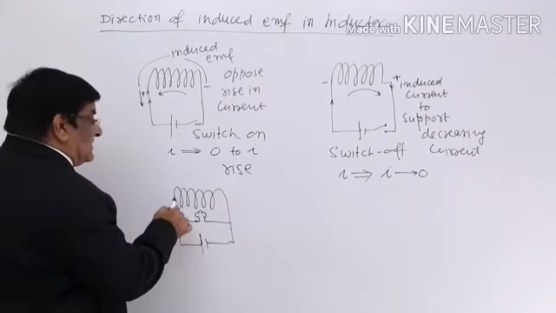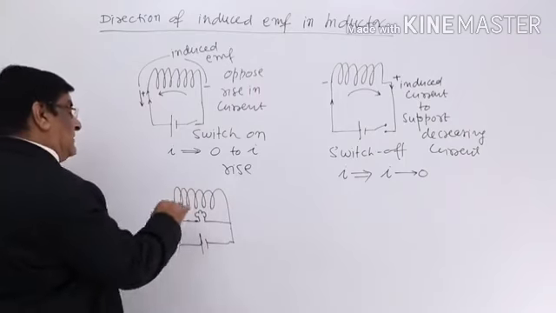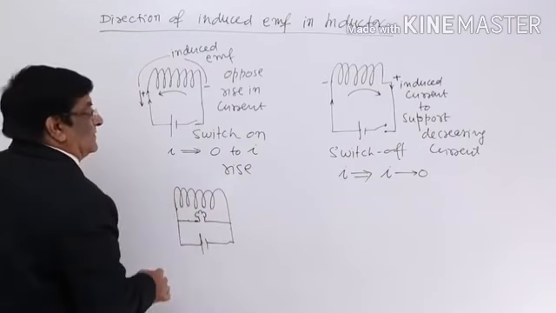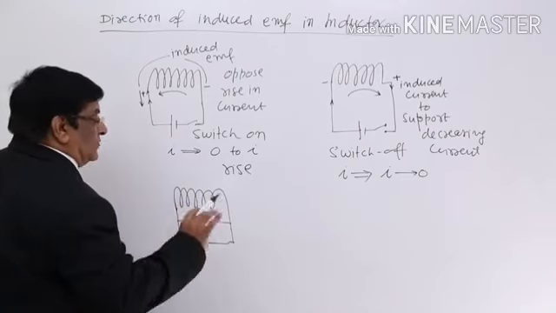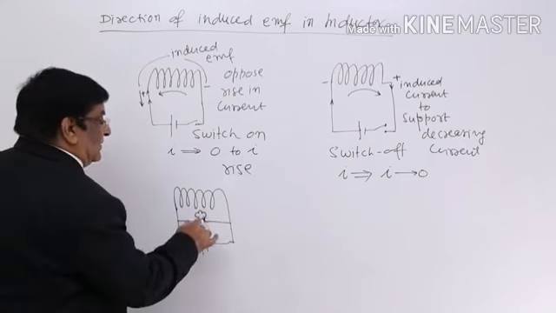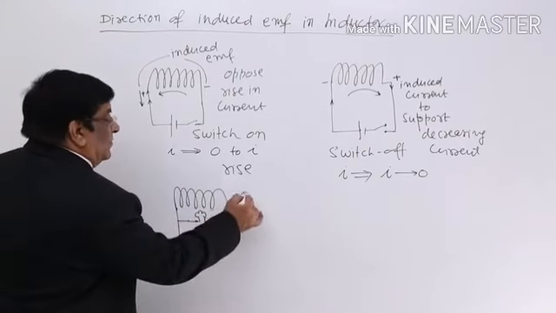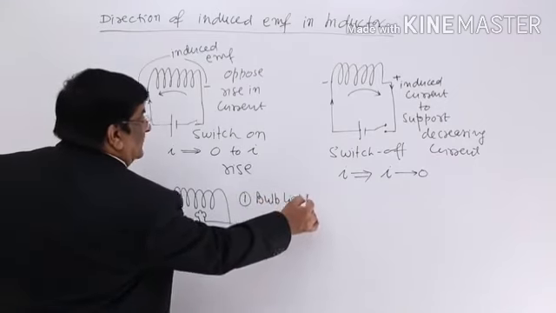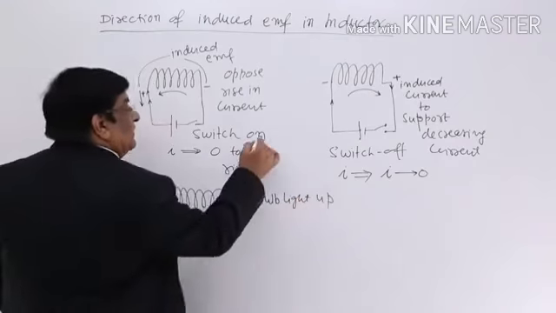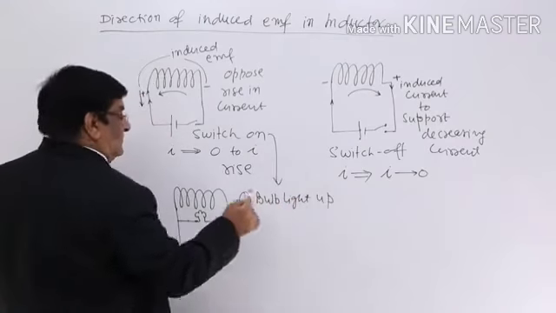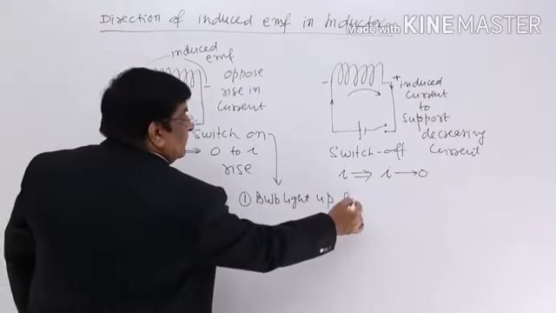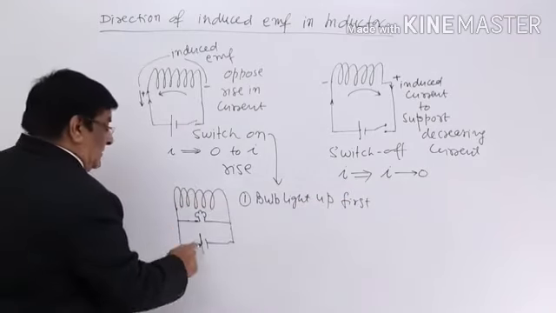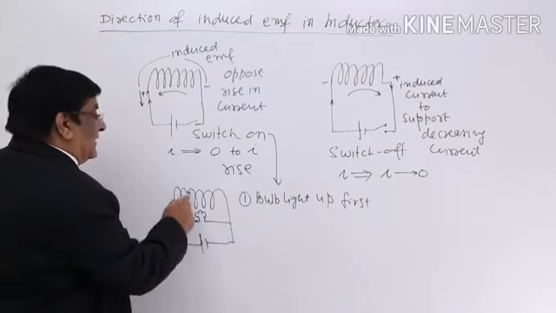When the current rises, the inductor opposes it, will not allow current to pass through it. So the current has no option but to pass through the bulb. And we see the bulb glow. The bulb lights up. What have we done? Switch on. Slowly, the current starts going through the inductor.